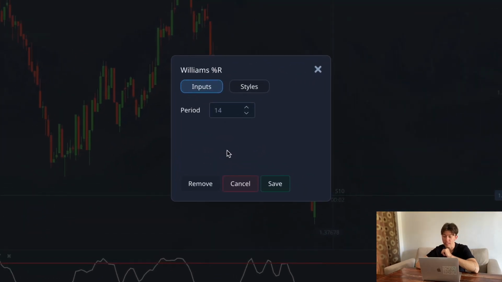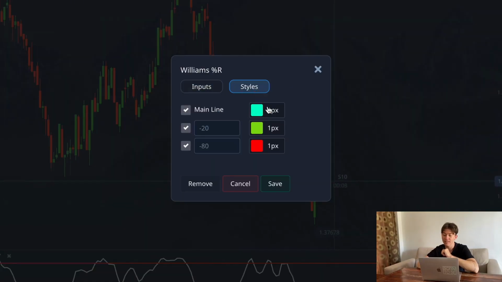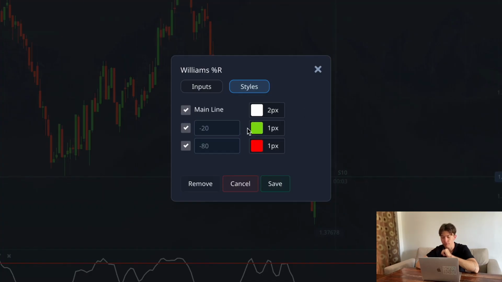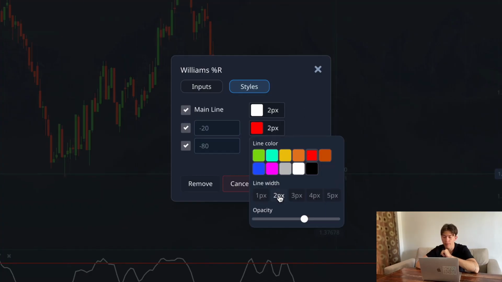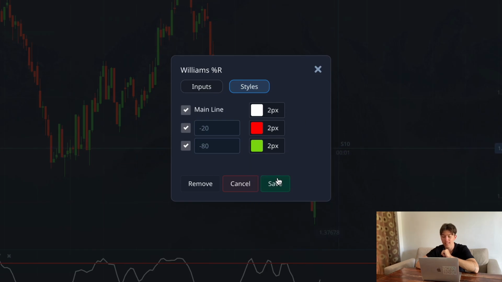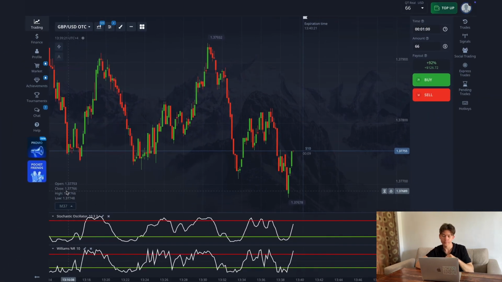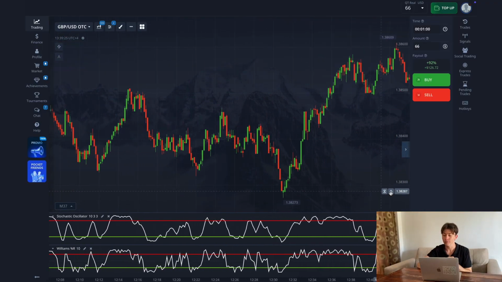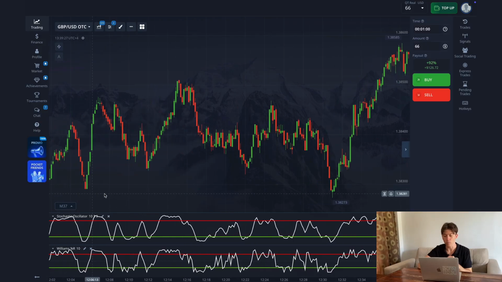Now let's set up Williams, set the period to 10, then go to style, set the main line to white with the 2, set the -20 line to green with the 2 and opacity all the way to the right. Set the -80 line to red with the 2, push opacity all the way to the right and then click save. The indicators are ready to go. If you trade from your phone, just set up everything the same way.